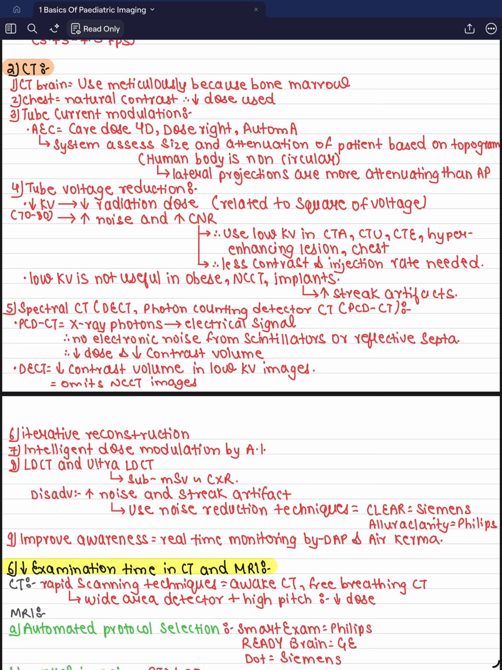When can you not use low kV? Low kV is not useful in obese patients, obviously, because in an obese patient there will be too much attenuation of X-rays. In NCCT, because there will be no contrast as such. And in implants, because low kV will lead to more increase in streak artifacts due to implants. So at these three places you will not use low kV.